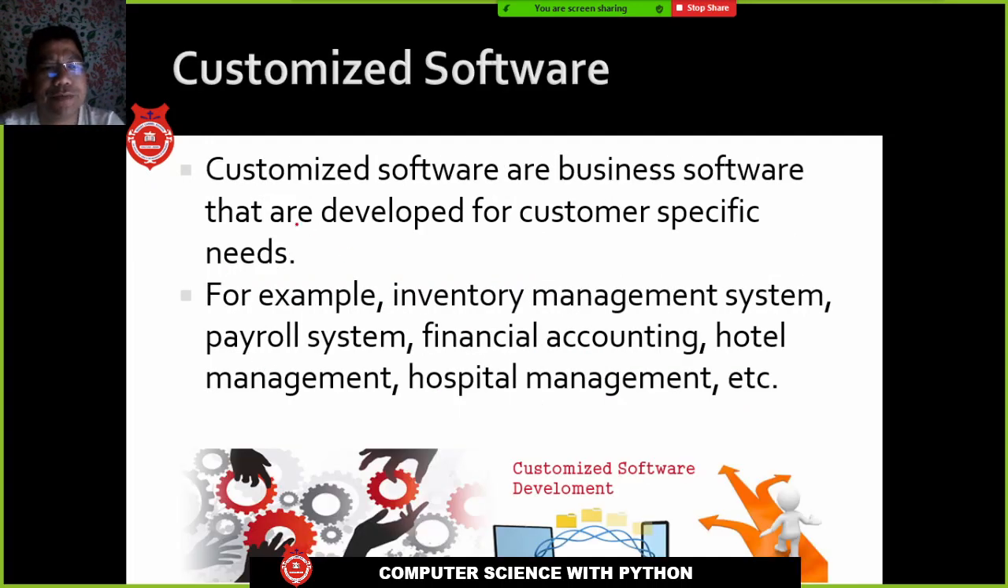We also have customized software. Customized software are business software that are developed for specific customers' needs. For example, we may have inventory. Suppose you have a supermarket, you may ask a software engineer to develop software specifically for your shop. That is known as customized software. We have payroll to look after the salaries, accounting, hotel management, hospital management, and different types of customized software are there.